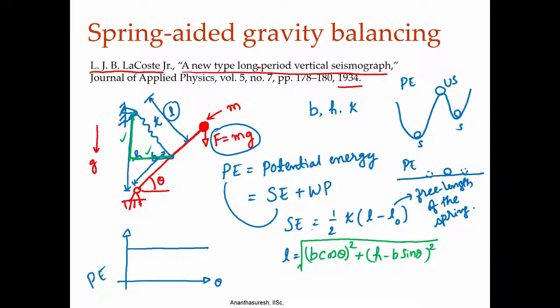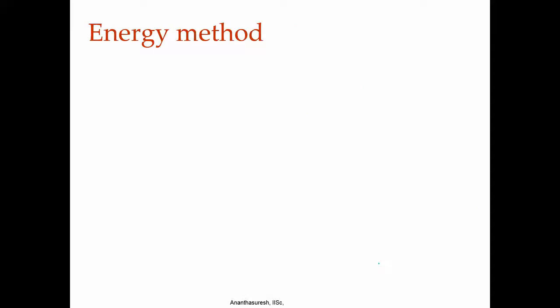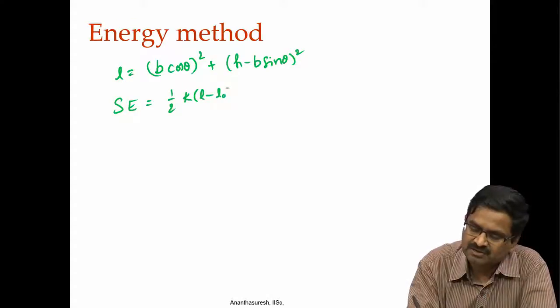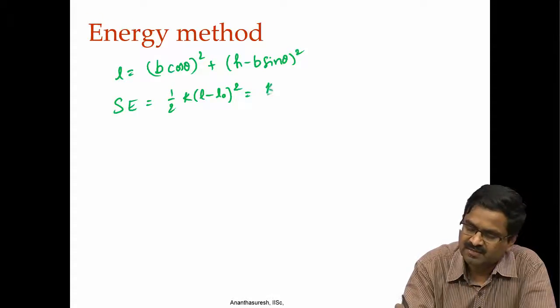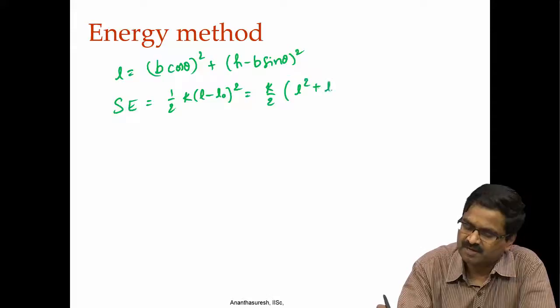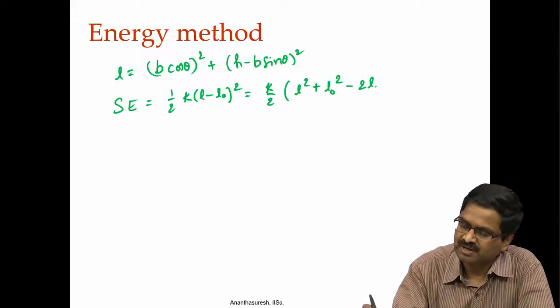So, we can see what happens to the strain energy. So, L is B cosine theta square plus H minus B sin theta square. So, here L, let us write it again, that is B cosine theta square plus H minus B sin theta square, that is our L. So, our strain energy here is half k L minus L0 square. So, I can write it as k by 2 into L square plus L0 square minus 2 L L0.